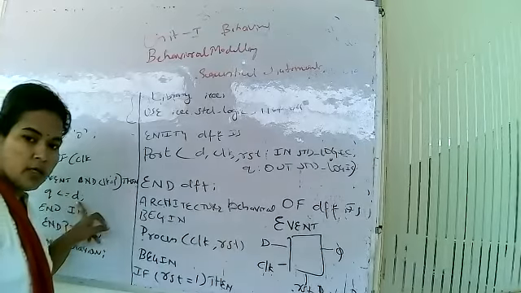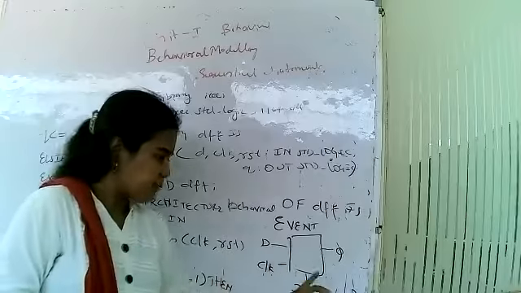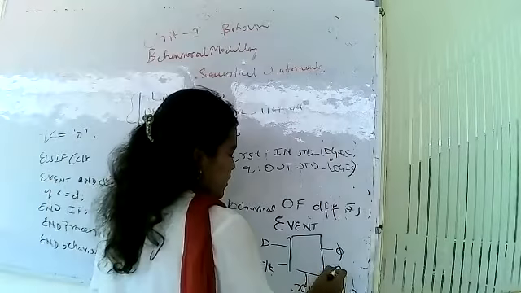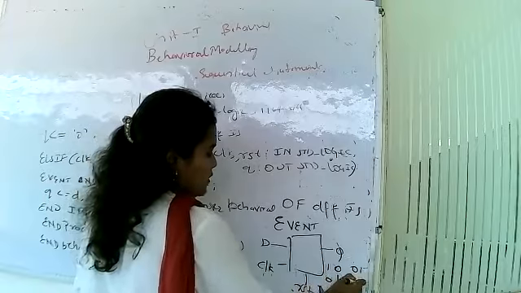Then Q is equal to what? D. Means output is what? D. What is D? If D is 0, output is 0. If D is 1, then output is 1.